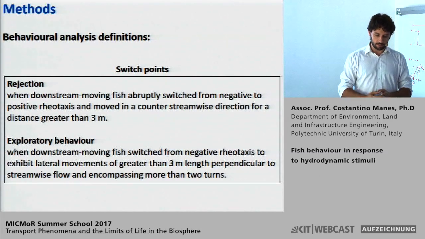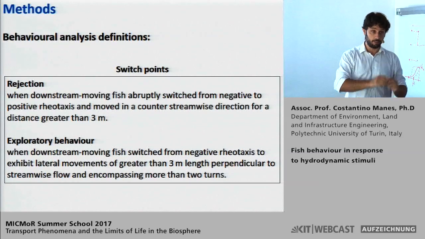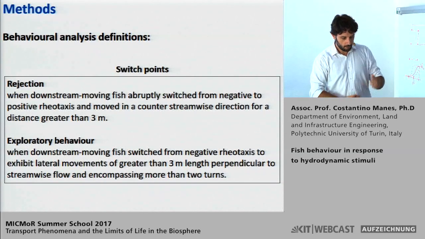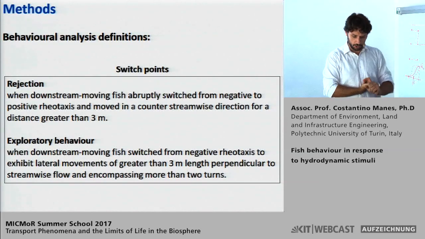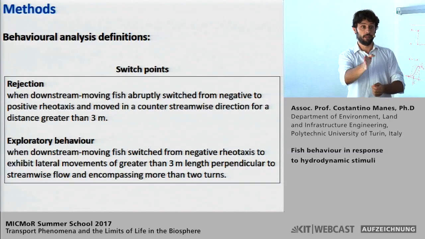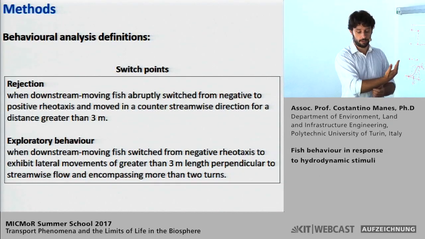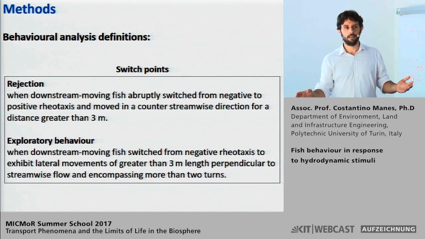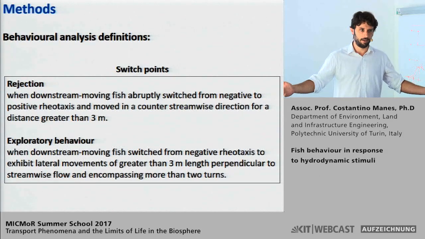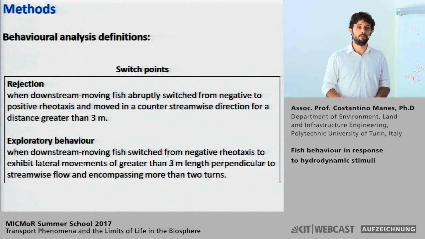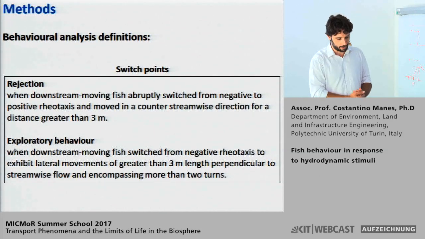So we defined switch points, switching behavior, from a passive drift behavior to something that is much more active. We defined rejection when downstream moving fish switched abruptly from negative to positive rheotaxis, meaning following the current and then going back, so it changed direction completely, and moved in a counter-streamwise direction for at least 3 meters. You may say this is a subjective definition. I agree, but what do you do? It's very difficult. And this is also a definition that is used to describe fish behavior in the literature. So it was our best shot, at least consistent with previous studies.